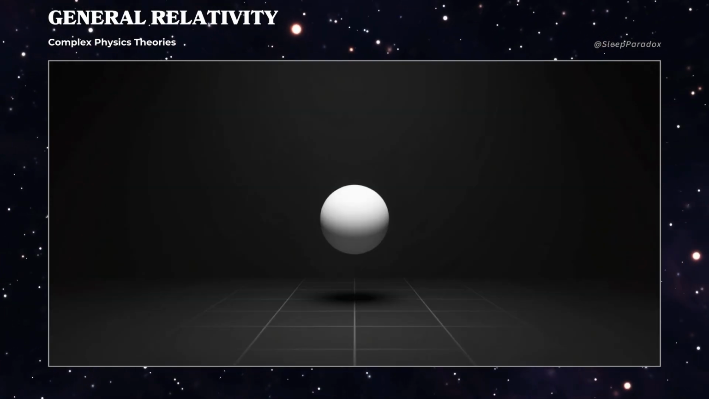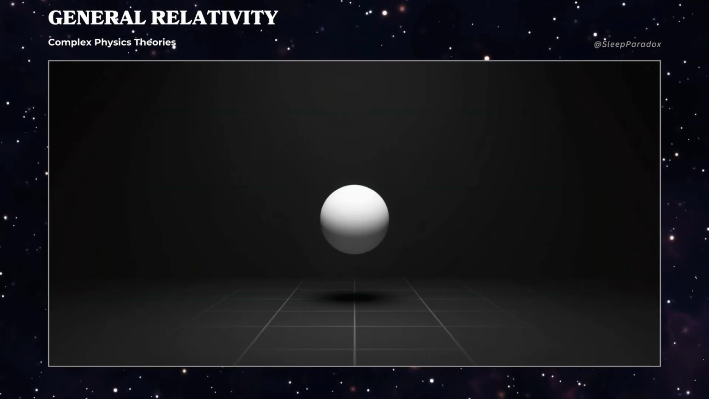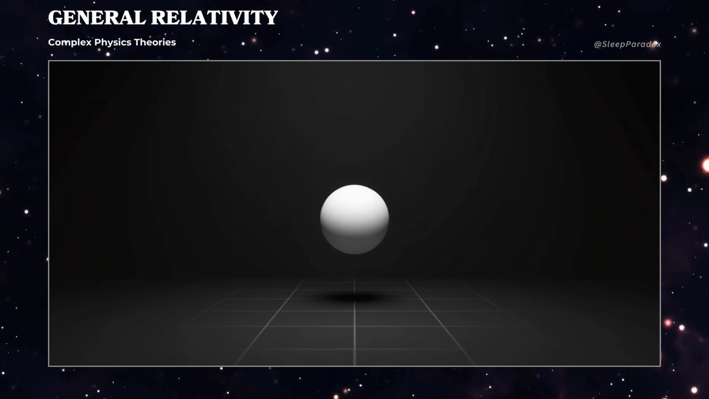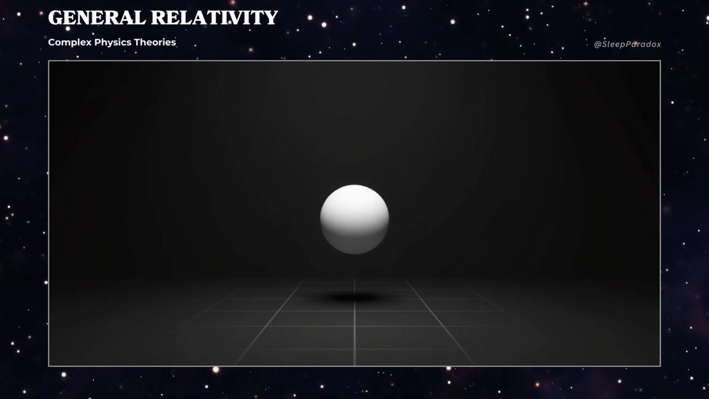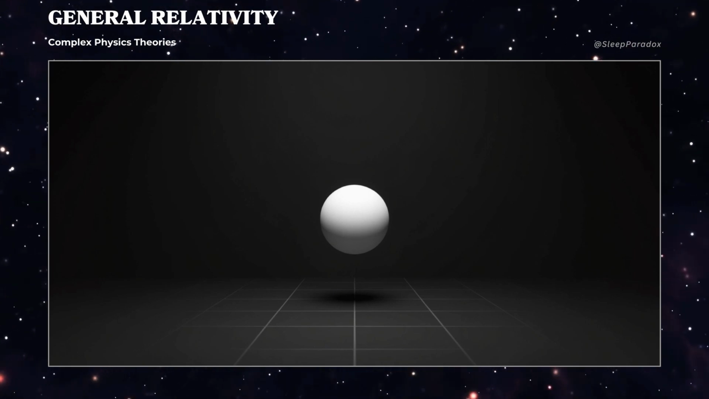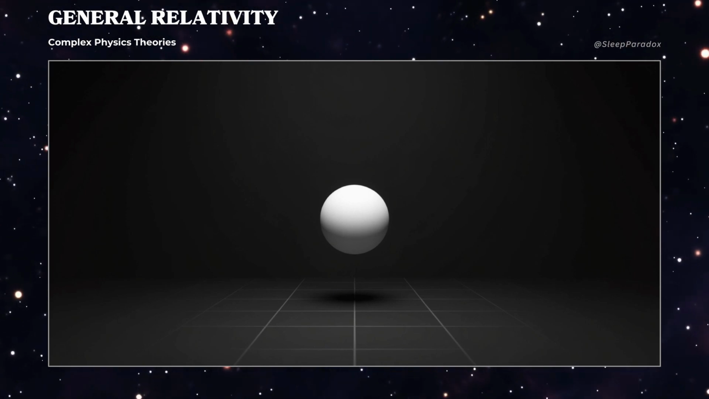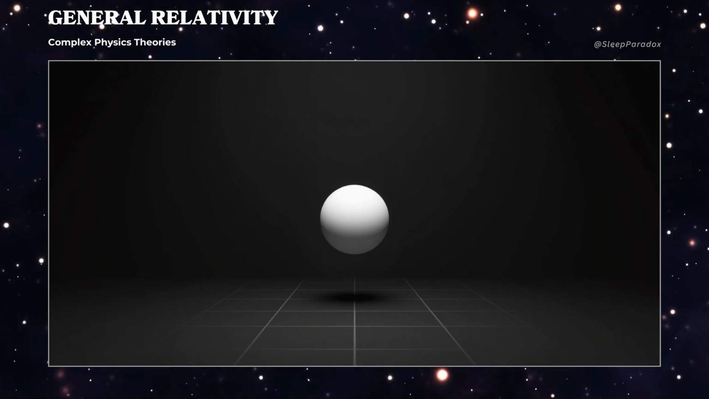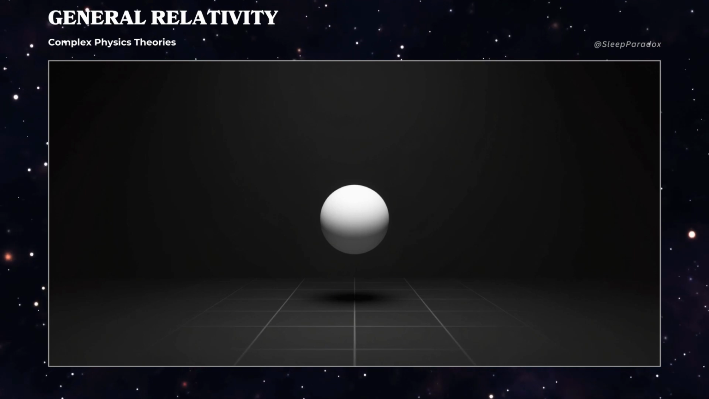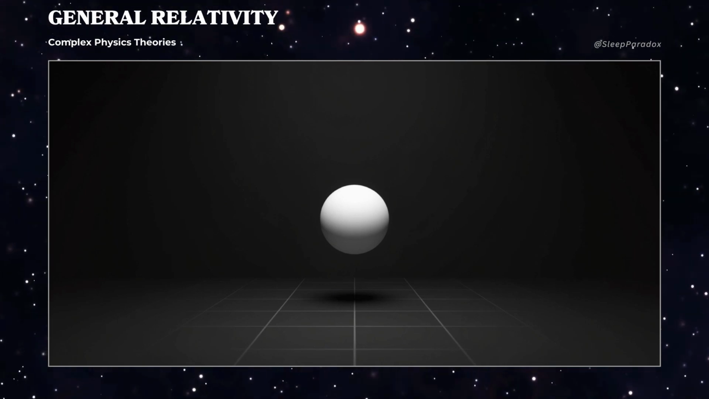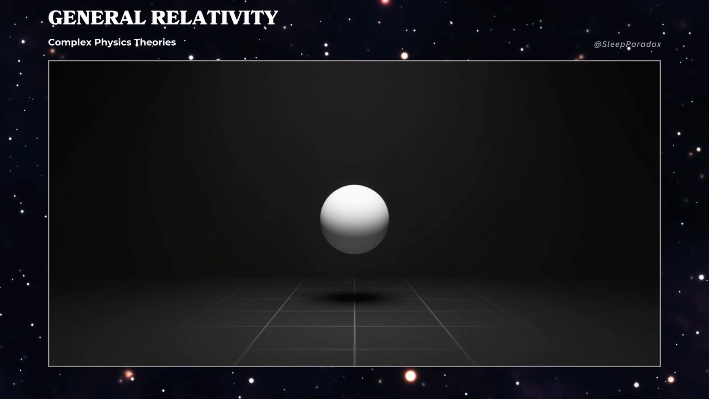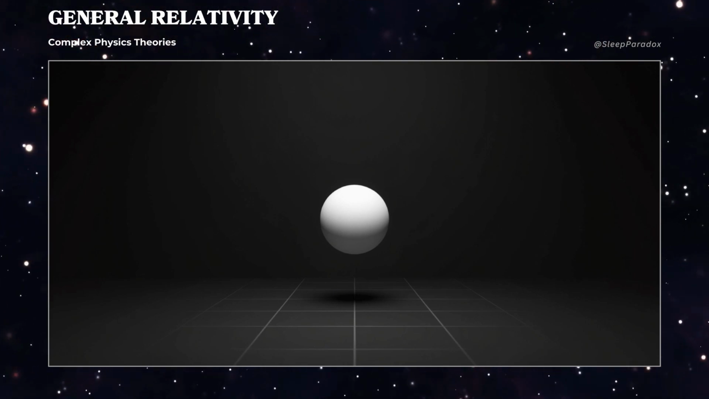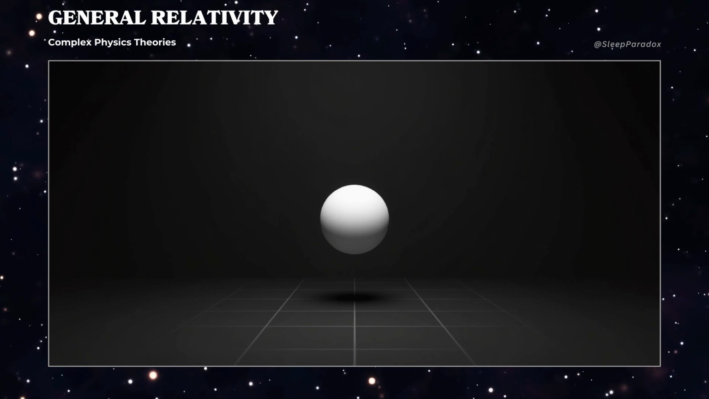General relativity. General relativity is Einstein's theory of gravity. It extends the ideas of special relativity and presents a completely new way of thinking about what gravity is and how it works. Instead of describing gravity as a force pulling objects together, general relativity describes it as the curvature of space-time caused by mass and energy. The key idea is simple but powerful. Matter tells space-time how to curve, and curved space-time tells matter how to move.